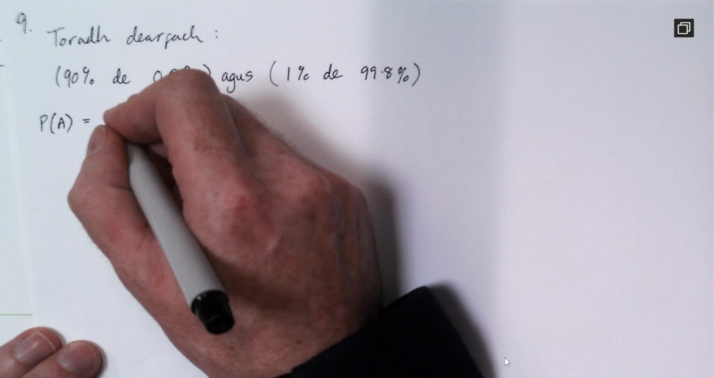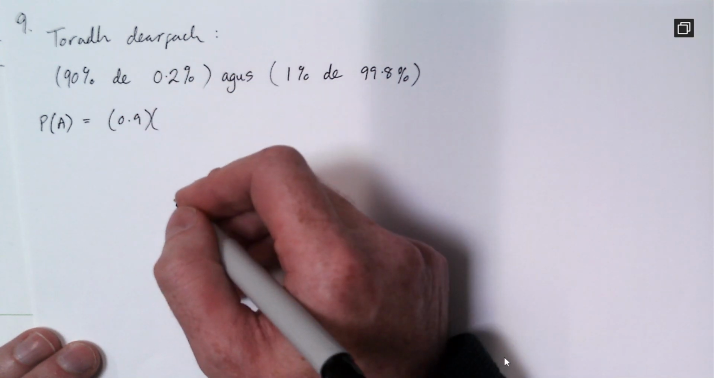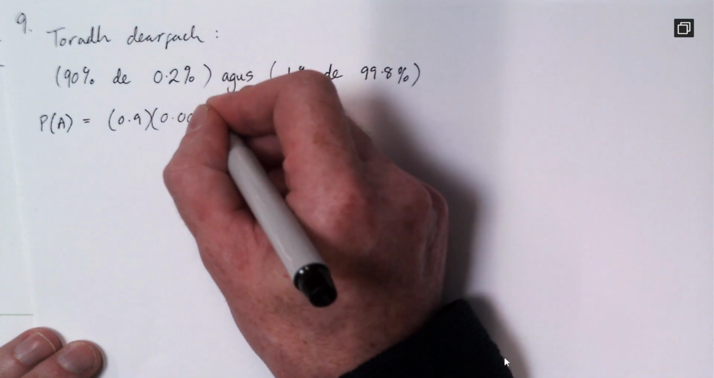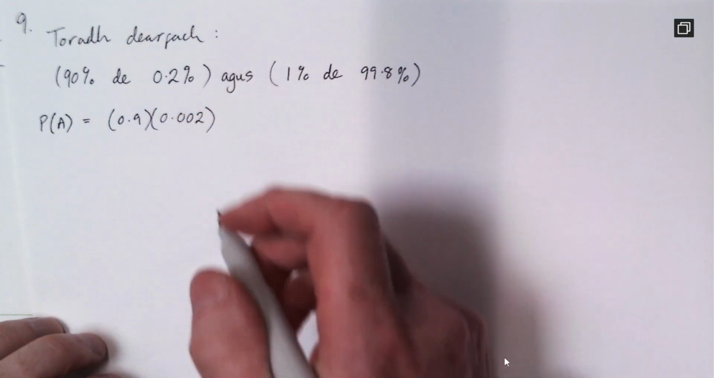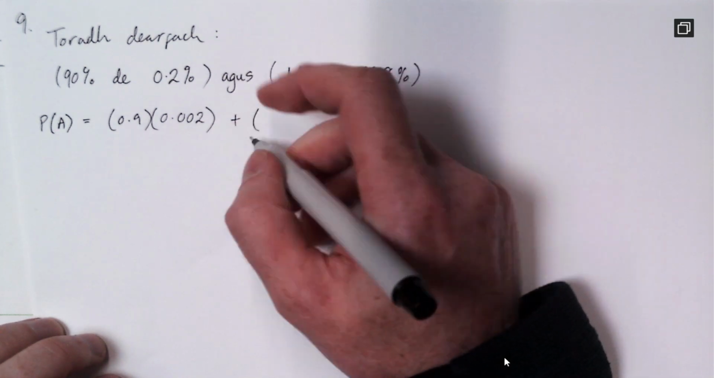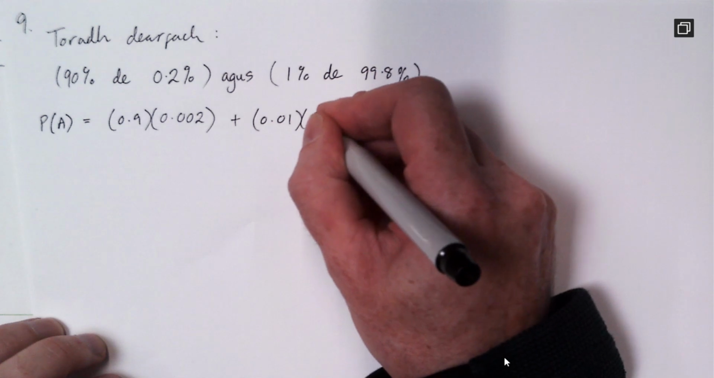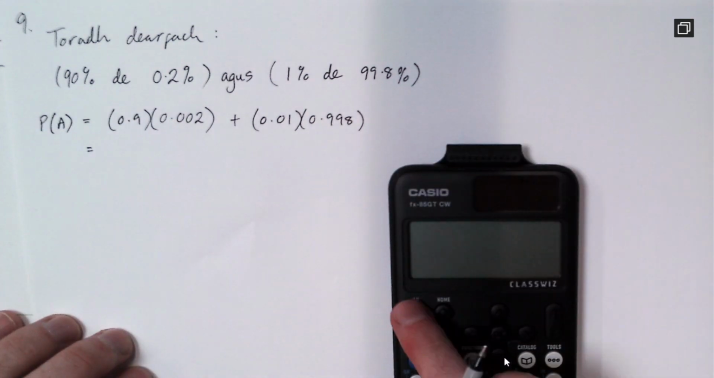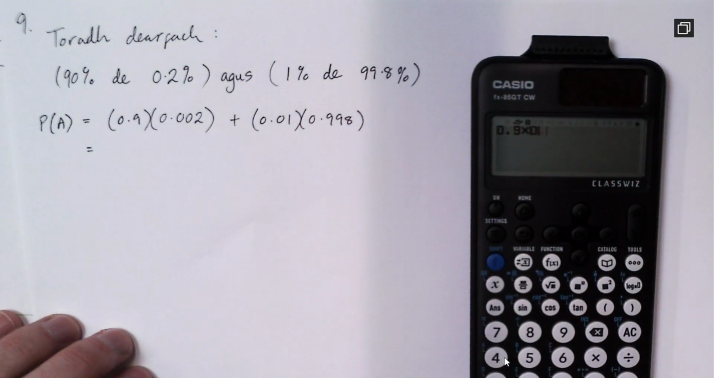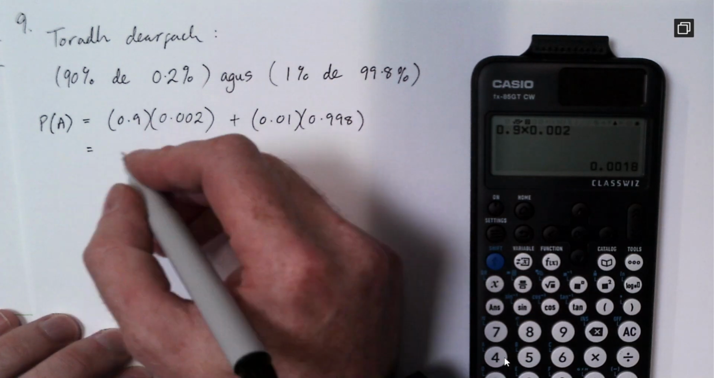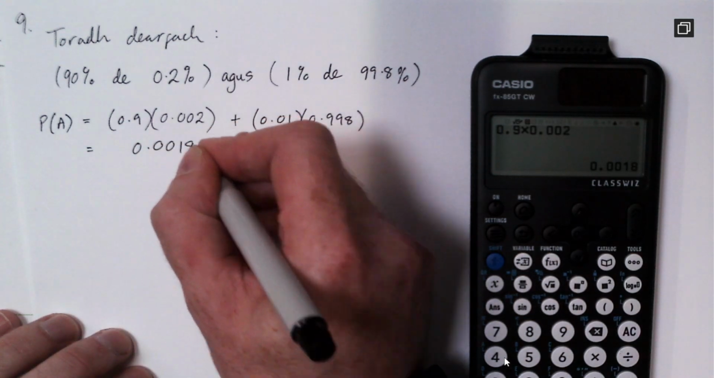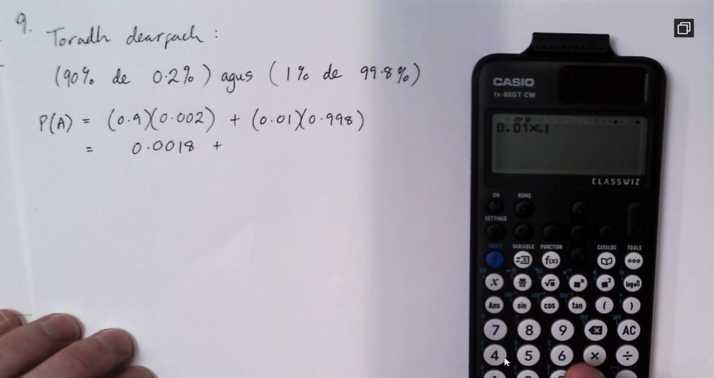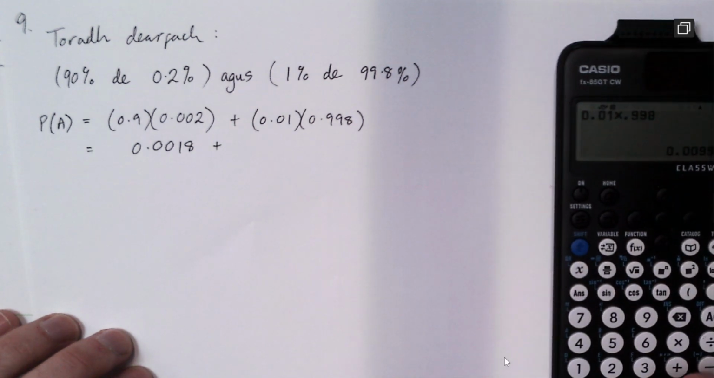So 90%, so 0.9, times 0.2%, so 0.002, plus 1%, so 0.01, times 0.998. Now, on the calculator, 0.9 times 0.002 gives you 0.0018, plus 0.01 times 0.998, that gives you 0.00998.